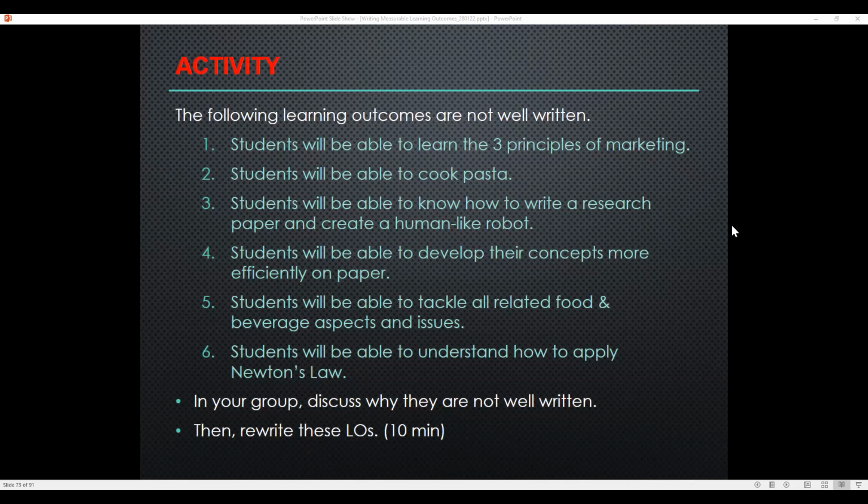Right, and next one, number 5 is tackle all related food and beverage aspects and issues. Oh, this one again, food. So be able to tackle all related food, beverages, aspect and issue. I think this one we have to change to maybe analyze.